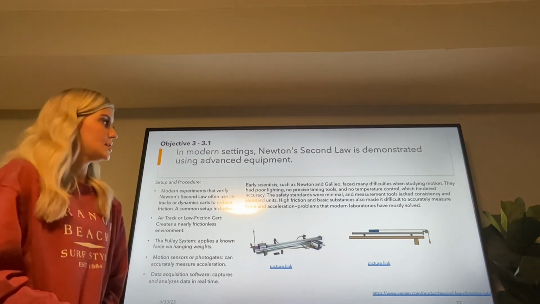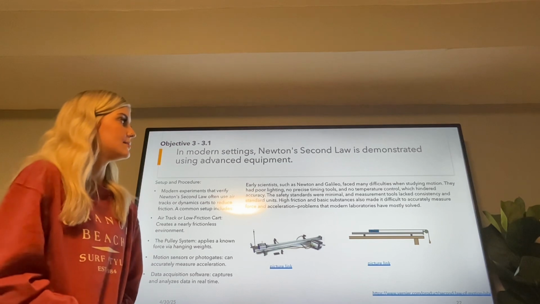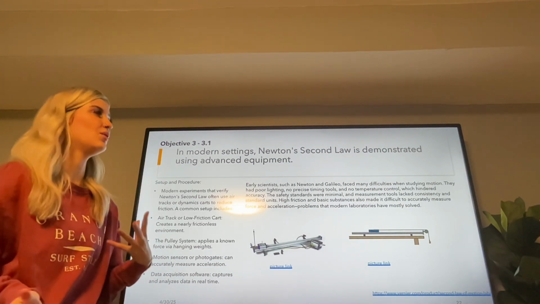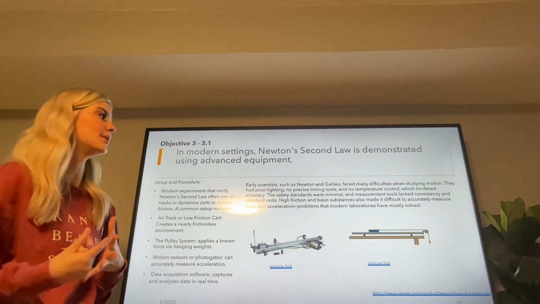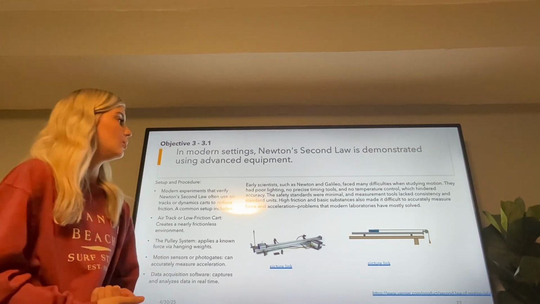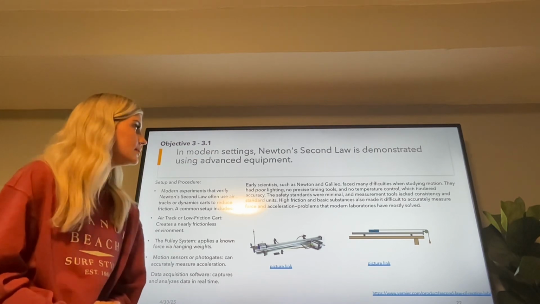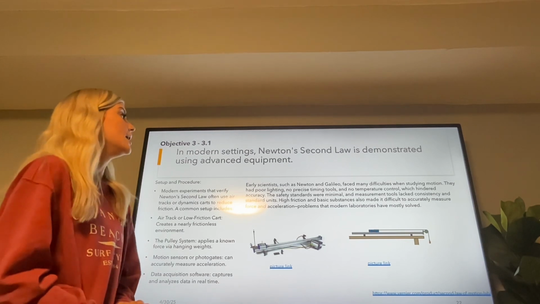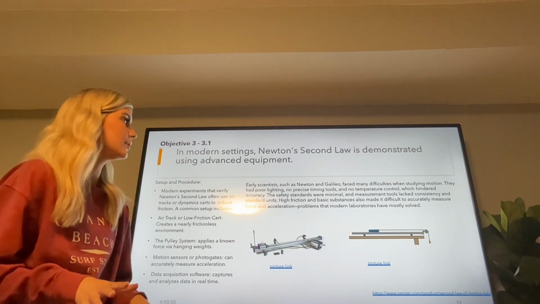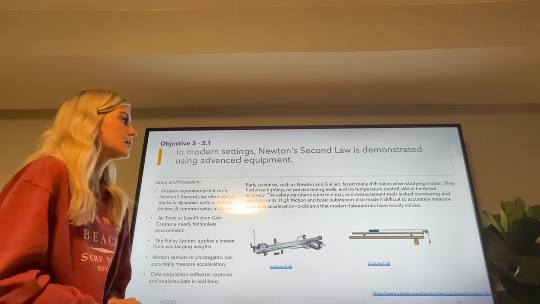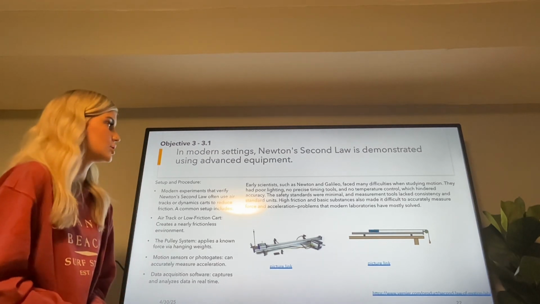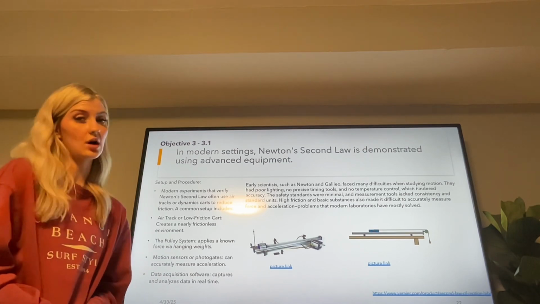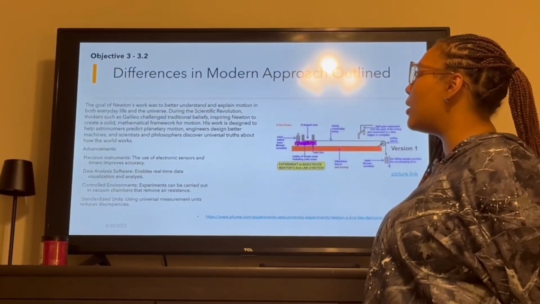Early scientists such as Newton and Galileo faced many difficulties when studying motion. They had poor lighting, no precise timing tools, and no temperature control, which hindered accuracy. The safety standards were minimal, and measurement tools lacked consistency and standard units. High friction and basic substances also made it difficult to accurately measure force and acceleration, problems that modern laboratories have mostly solved.